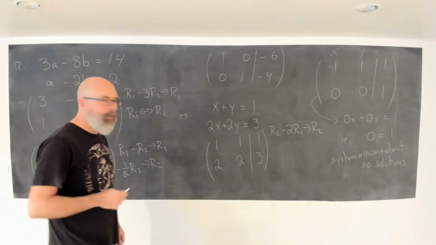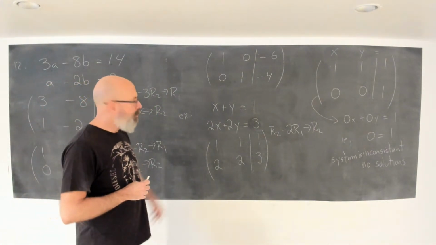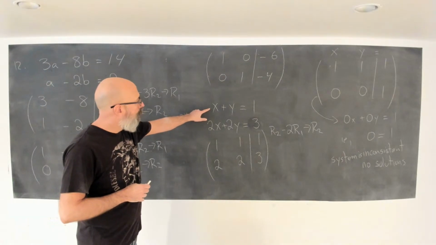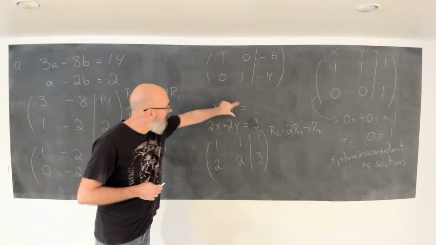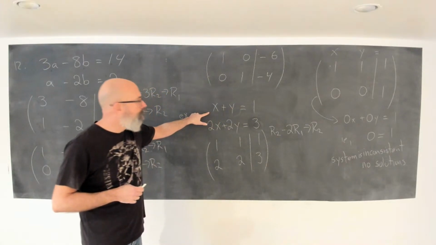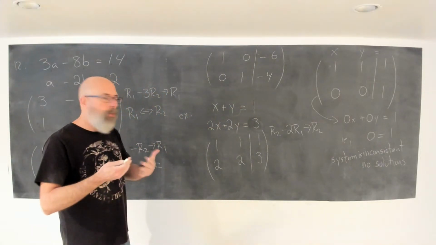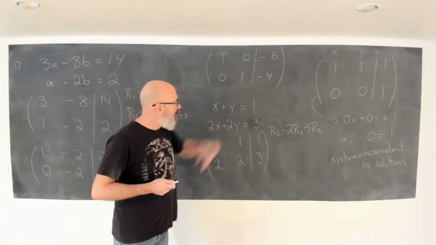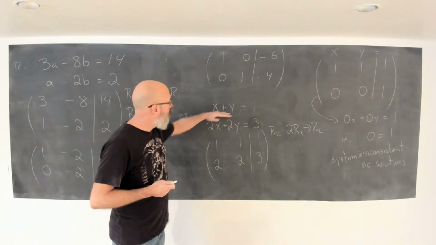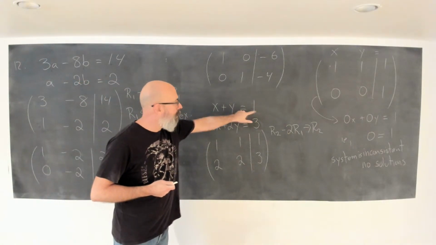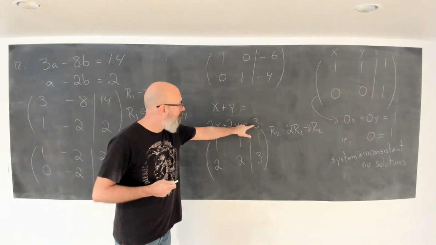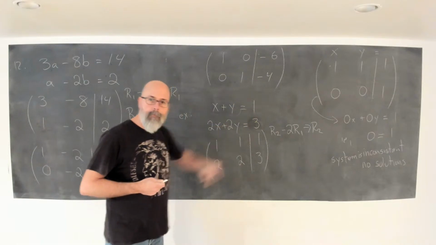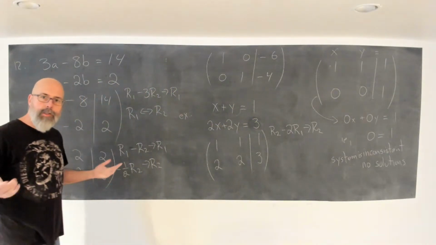Leon is asking, how did we know that there would be no solutions without working it out? Consider this. You see that this 2x plus 2y is the same as this, just multiplied by 2. So for the system to be consistent, if you're multiplying the left side by 2, the right side better be multiplied by 2 as well. So instead of having a 3, it should have been a 2. It isn't, we're in trouble.